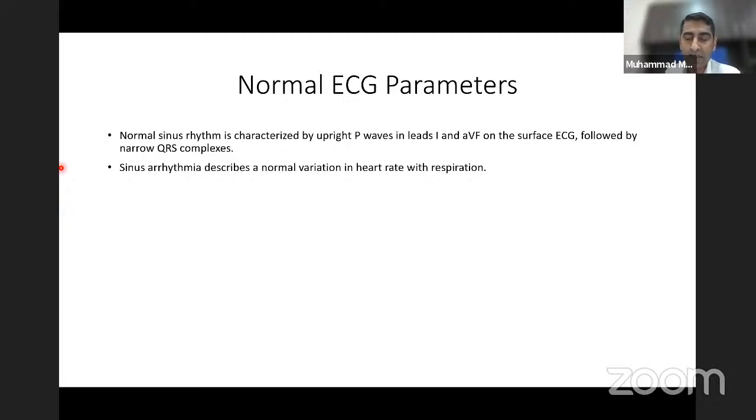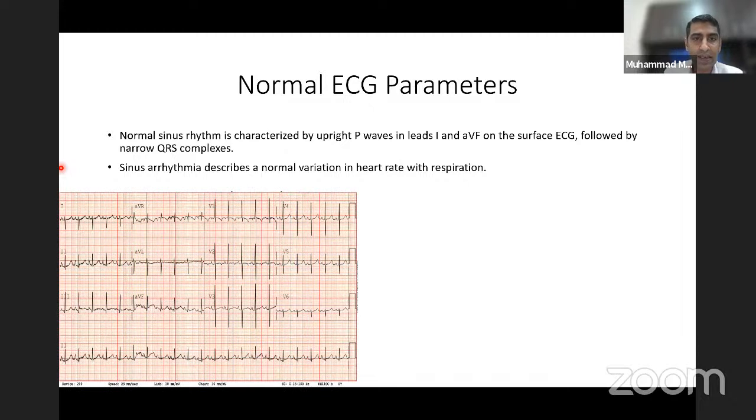So a patient can have P waves visible on an ECG, like in this ECG, but they should be upright in lead 1 and lead aVF. If it's not the same morphology, then it could be some kind of SVT, or supraventricular tachycardia, or some abnormal heart rhythm. So the terminology of sinus rhythm should be used when the P waves are upright in lead 1 and aVF.